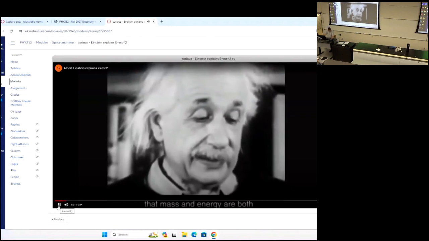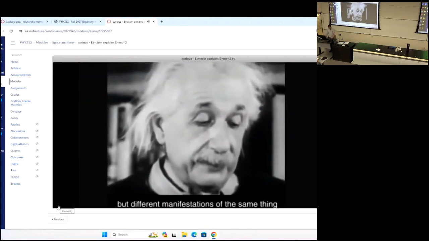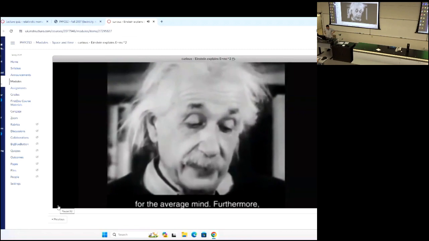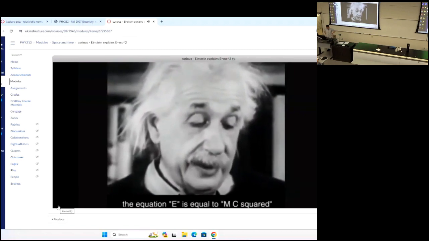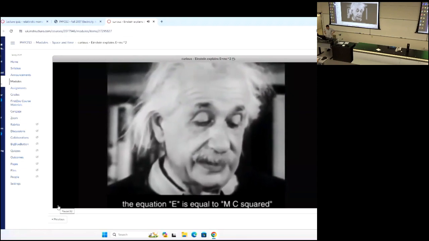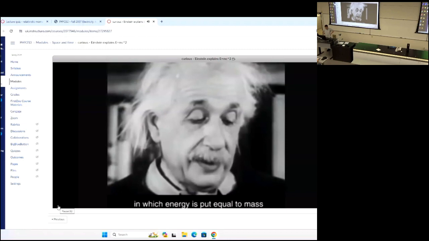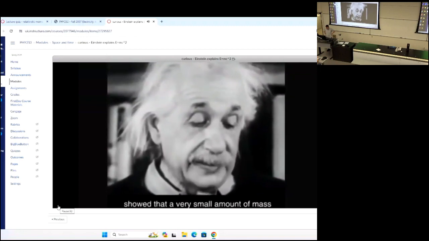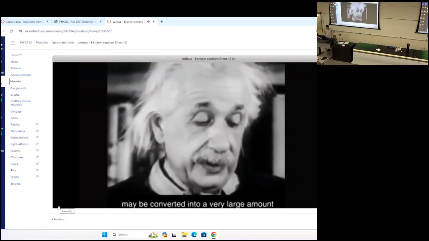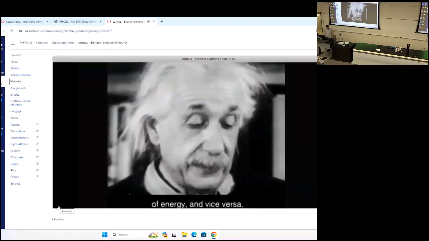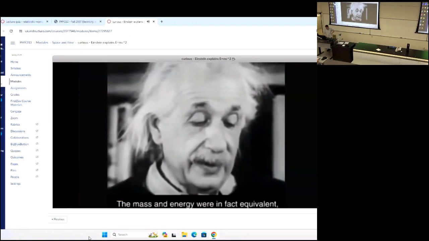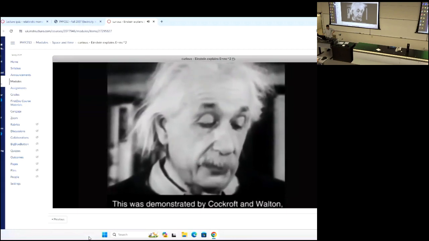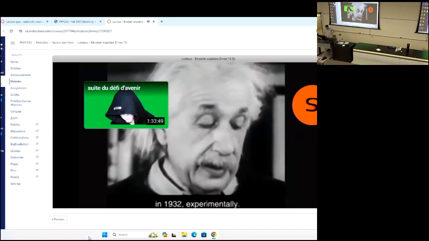Activity, that mass and energy are both different manifestations of the same thing. A somewhat unfamiliar conception for the average mind. Furthermore, the equation E equals mc squared, in which energy is equal to mass multiplied by the square of the velocity of light, showed that a very small amount of mass may be converted into a very large amount of energy, and vice versa. The mass and energy were in fact equivalent, according to the formula mentioned above. This was demonstrated by Cockcroft and Walton in 1932, experimentally.